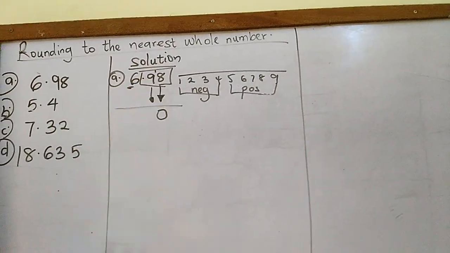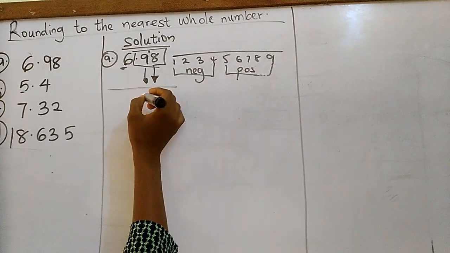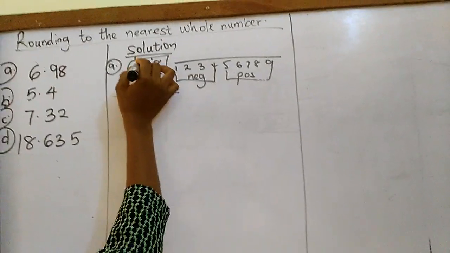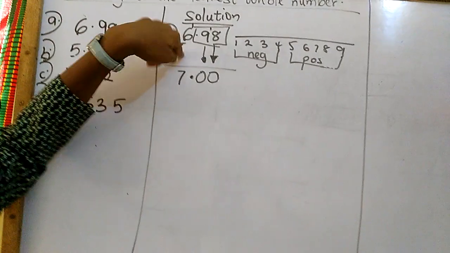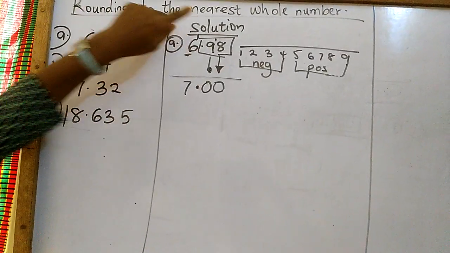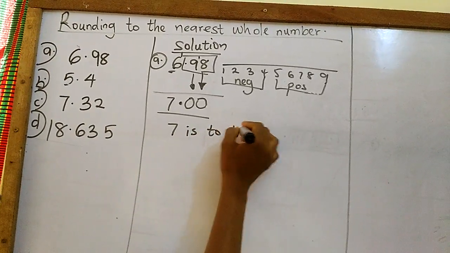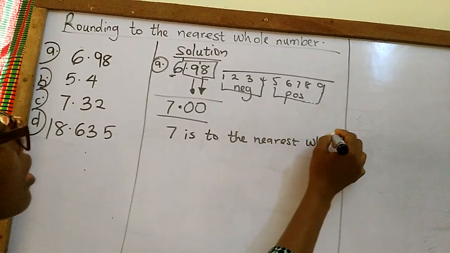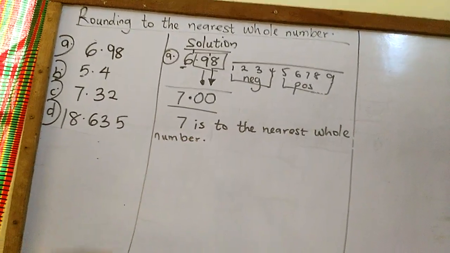Now, 9 plus 1 is 10. So write down our 0 and carry 1 up. So don't forget our point. 6 plus 1 is 7. We are not eliminating the 6. We are adding 6 to 1, which is 7. So 7 is the nearest whole number for question A.